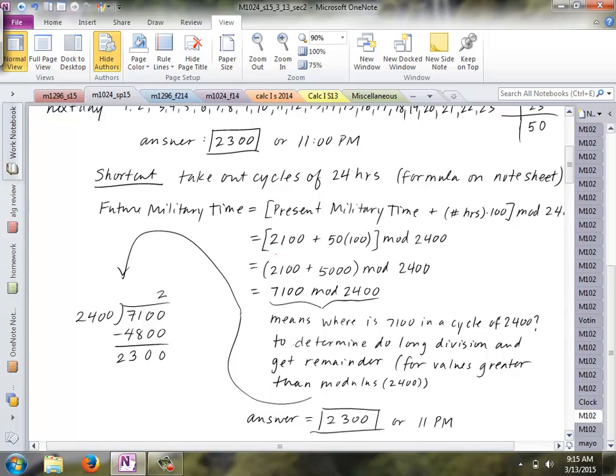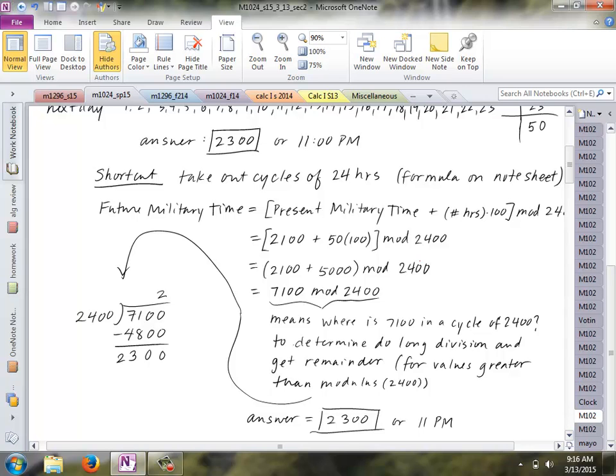So for our problem, the present military time is 2100, and then we had 50 hours, which is not on the same kind of scale. The 21 is the hours part, so we have to make that agree. You do that by taking 100 times the 50, so their place values line up. So 5000 is how much we have to add. We do that addition, we get 7100, and combined in there are a couple of days, so you want to take that part out.